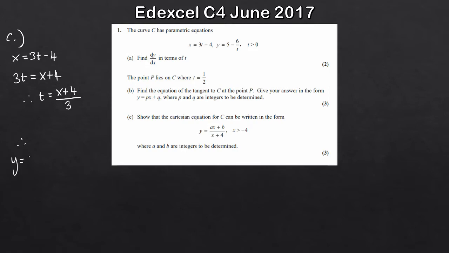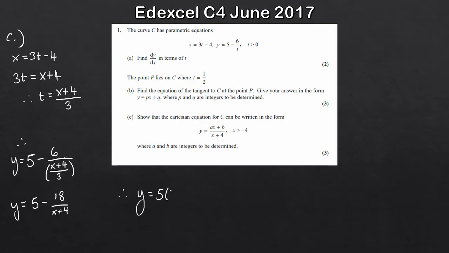So y is equal to 5 minus 6 over x plus 4 over 3. So the 3 would go on top and times by the 6, so what I get now is y equals 5 minus 18 divided by x plus 4. But notice, we want to give it in this form presented in part C, so it's y equals ax plus b divided by x plus 4. So in that case, getting this over a common denominator then, I'm going to times 5 by x plus 4. So it's 5 lots of x plus 4 minus 18 all divided by x plus 4.